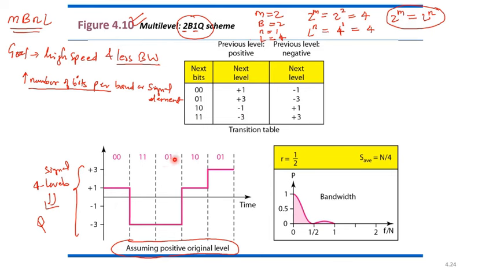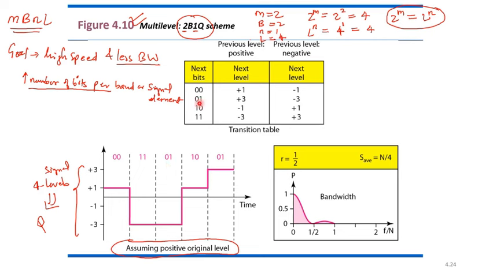Next comes 01. 01 can be represented by either +3 or -3, and this will be decided based on the previous level. The previous one is 11, which is represented by -3. So the previous level is negative. In that case, 01 will be represented by -3 itself. It was previously -3, and again it will be -3 for 01.